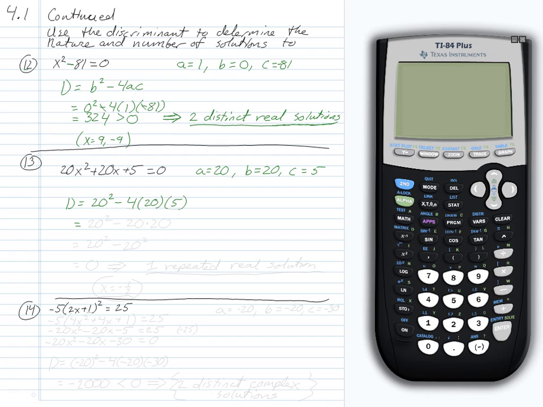Now, I'm not going to go to the calculator for this one. I'm going to use a little bit of tricky arithmetic and say 20 squared minus 4 times 5 would be 20 times 20. In other words, we're saying 20 squared minus 20 squared. And any number minus itself is 0. So if the discriminant is 0, we conclude that we're going to have one repeated real solution.